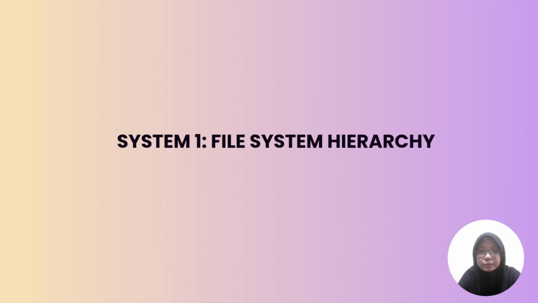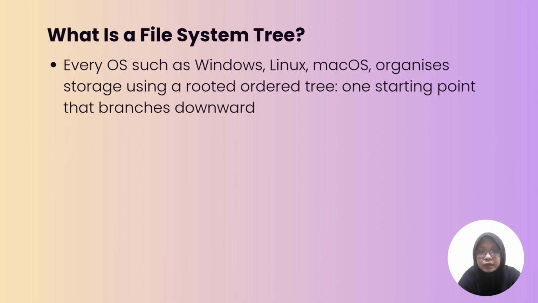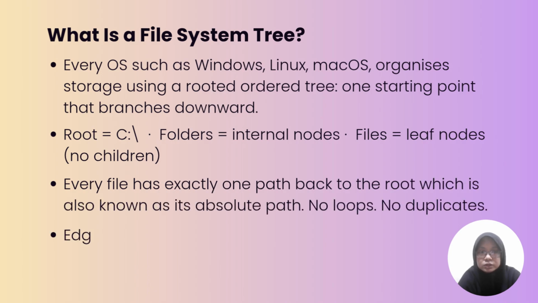Hi, my name is Sofarisha Binti Ahmad Shukri, and now we will look at our first system, which is the file system. Every OS, such as Windows, Linux, and Mac OS, organizes its storage using a rooted ordered tree, which means that you have one starting point that branches downwards with no loops. For example here, the root is C:\ for Windows usually. Folders are internal nodes, files are leaf nodes with an out degree of 0, which means they have no children. And also the edge-vertex theorem tells us that for any tree, the number of edges equals the number of nodes minus 1.